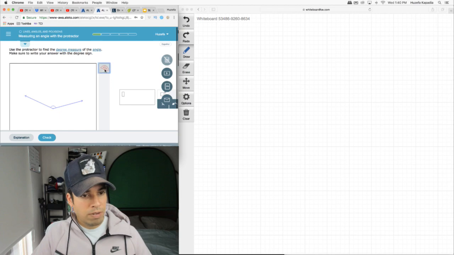All right, use the protractor to find the degree measure, same deal. So first we're gonna place it right there. Now we're gonna line this up here. You see how this is nicely lined up with the 0. I'm going to tap it again. And so what does this degree measure?